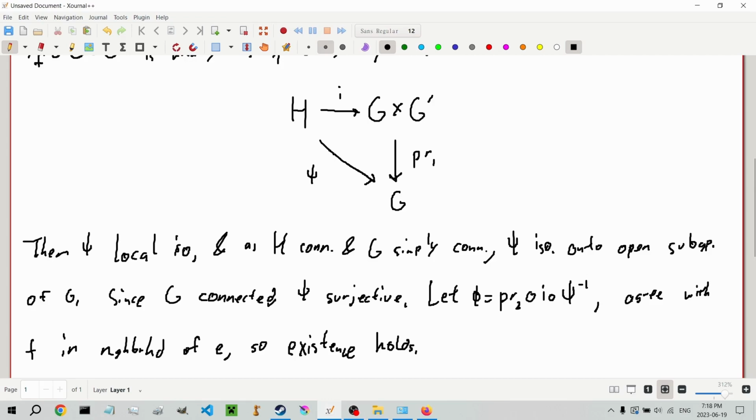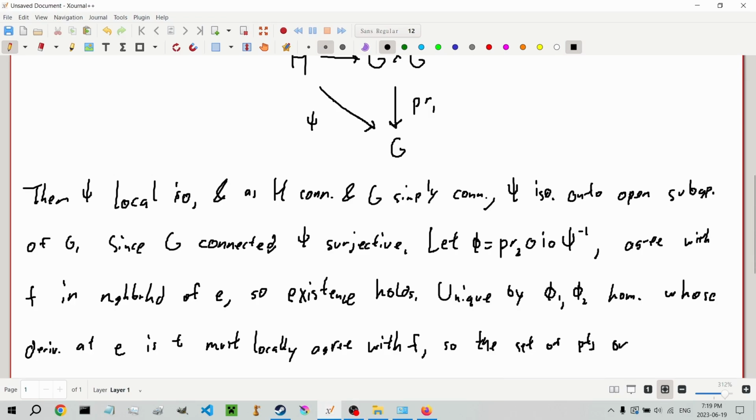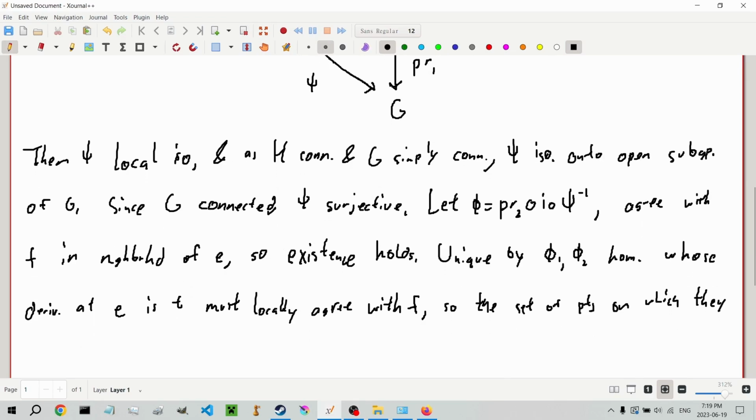Now we need to show that it's unique. And unique, which is of course just by having phi1 and phi2 homomorphisms whose derivative at e is T must locally agree with F. So the set of points on which they agree must be both open and closed. So is just G.